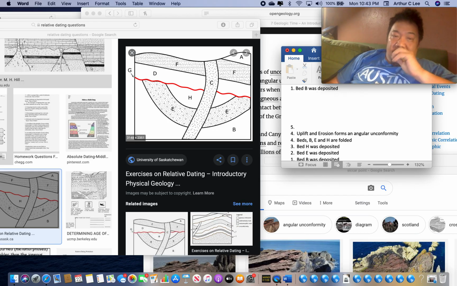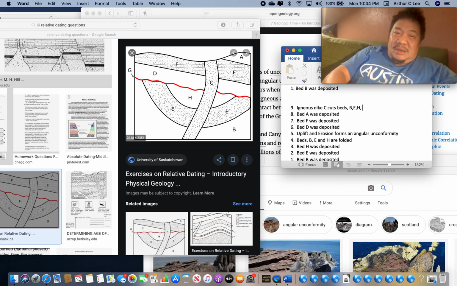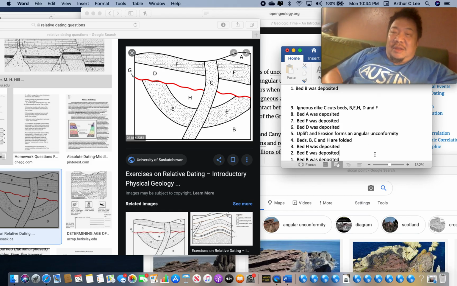Okay. Then what happened? Then, well, you tell me. Bed D was deposited. Then what happened? Bed F was deposited. Bed F is a sandstone. Then what happened? Bed A was deposited. Then what happened, ladies and gentlemen? Then igneous dike C cuts beds B, E, H, D, and F. There, ladies and gentlemen, is the correct answer.